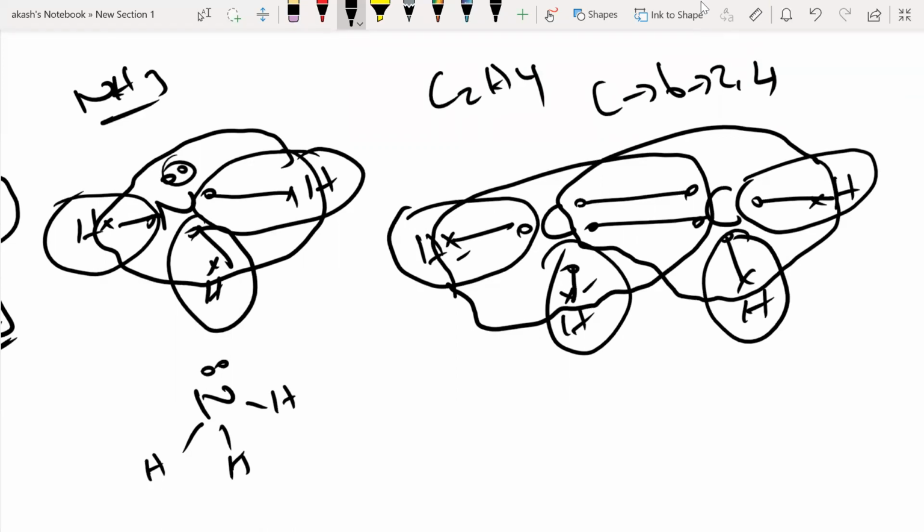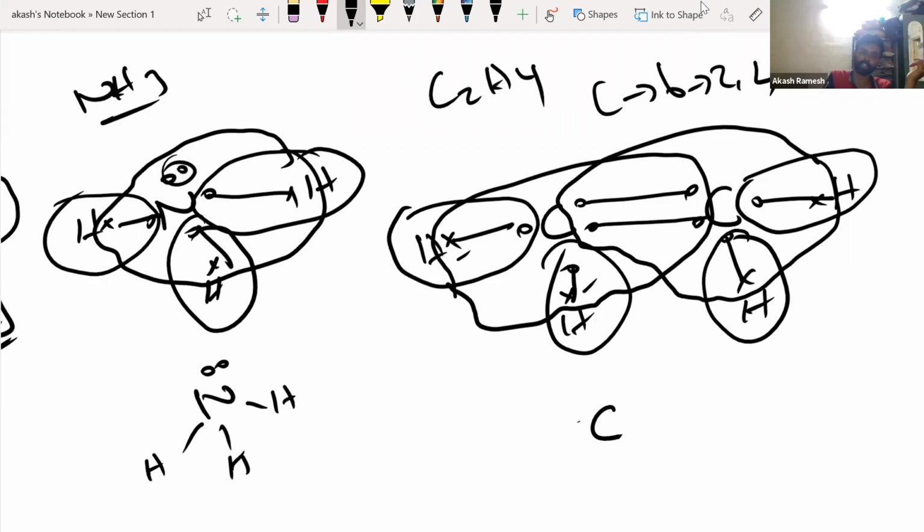Is it important to draw the pattern correctly, like the hydrogen at a specific place? No, not required. You can put the hydrogen anywhere which is comfortable for you.